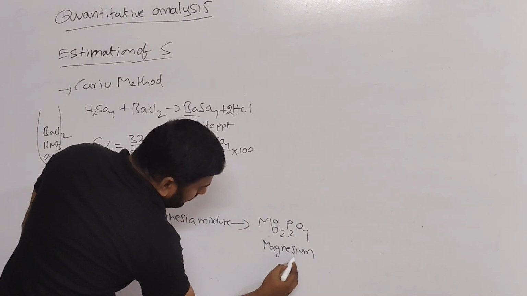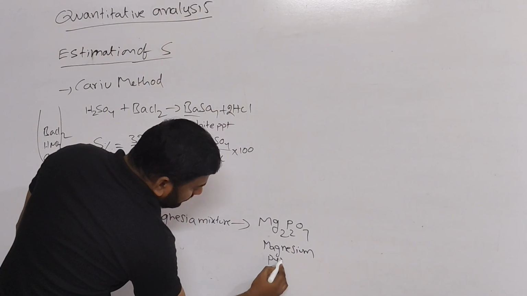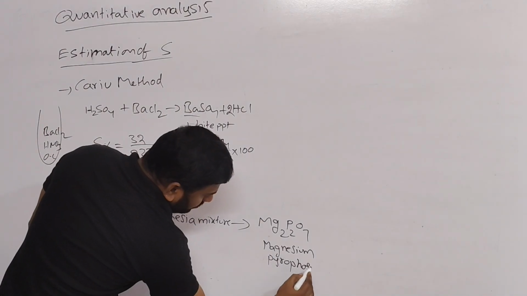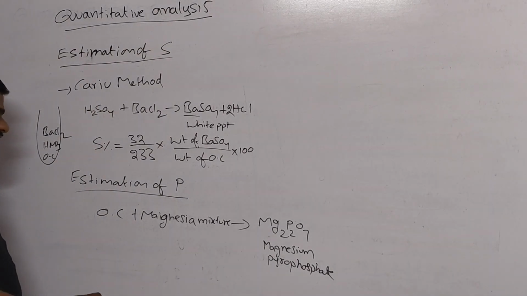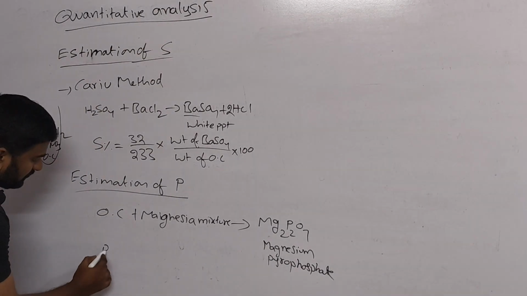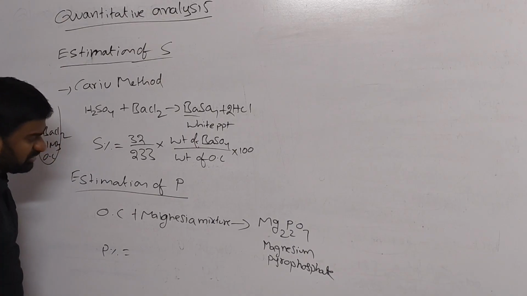Magnesium pyrophosphate. This is the name of this compound, Mg2P2O7. This is the formula you have to remember. Knowing that weight means we can calculate the phosphorus percentage.